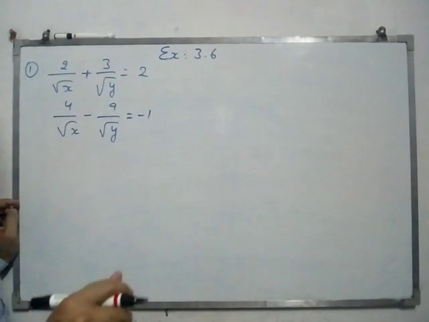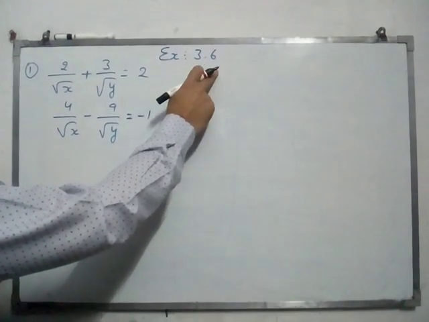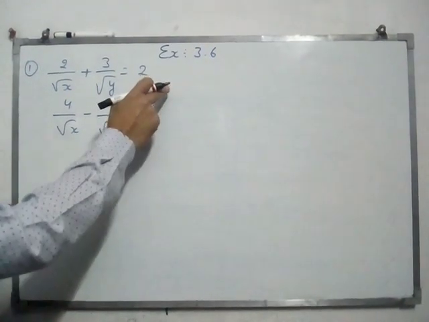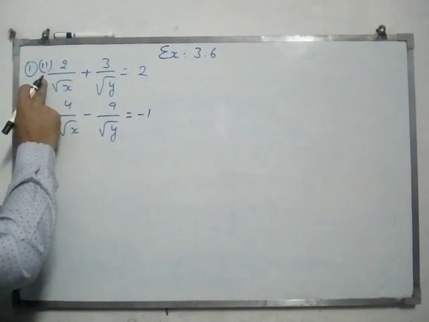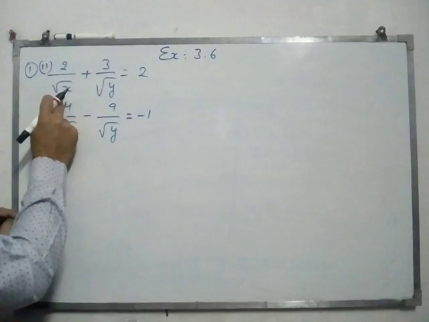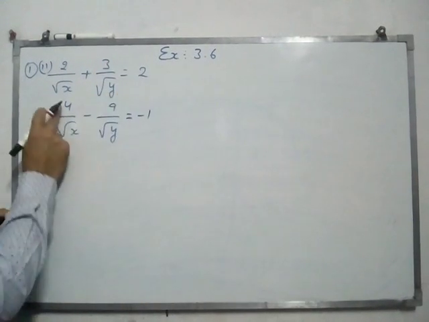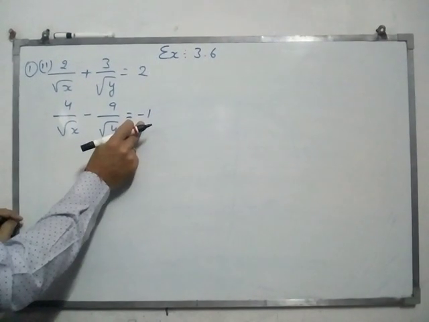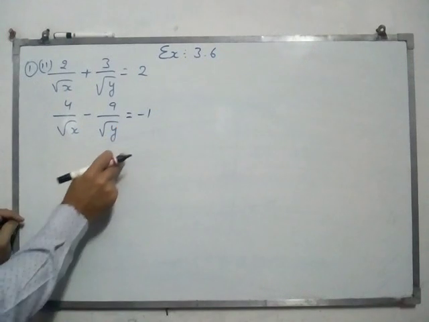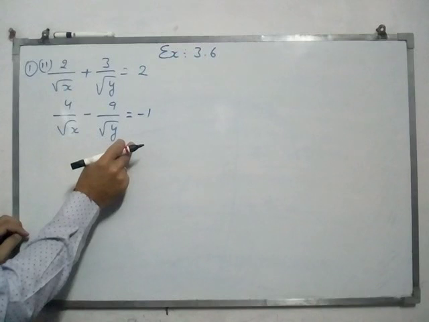Hello students, today we start the new exercise, that is 3.6. So first question and the second part of the exercise: 2 upon under root x plus 3 upon under root y equal to 2, 4 upon under root x minus 9 upon under root y equal to minus 1, right? So by reducing them we find the value of x and y.